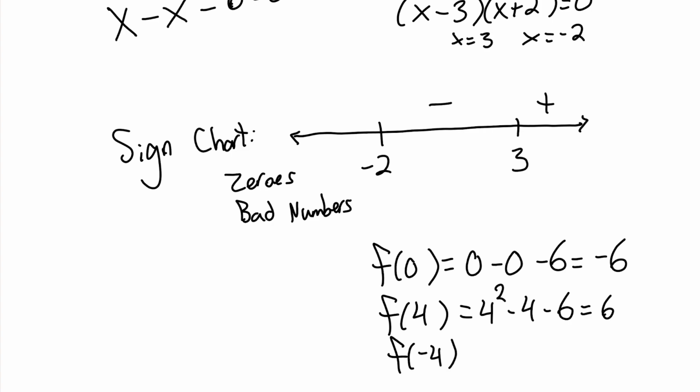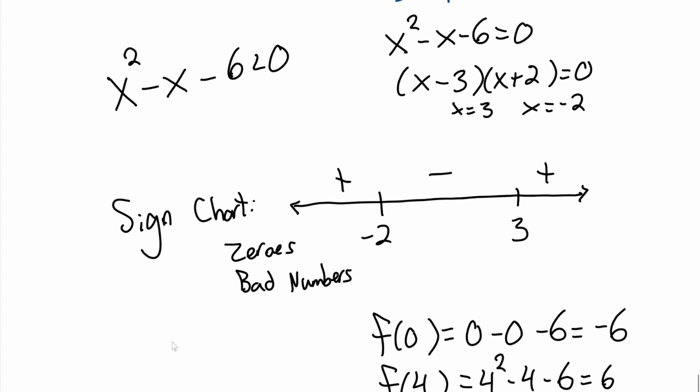And then maybe we do negative 4. Okay, negative 4 squared minus negative 4 minus 6. So this is 16 plus 4 minus 6. Definitely going to be positive. Okay. So the only place where this is negative is between negative 2 and 3. Okay. So then our answer here, we're looking for the places where it's negative. So our answer is from negative 2 to 3. Okay, x in negative 2 to 3. If you prefer, you could write negative 2 is less than x is less than 3.